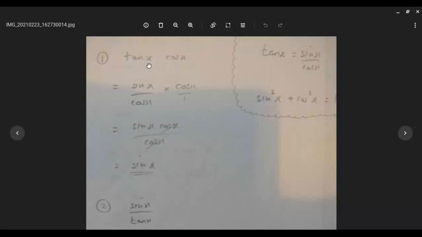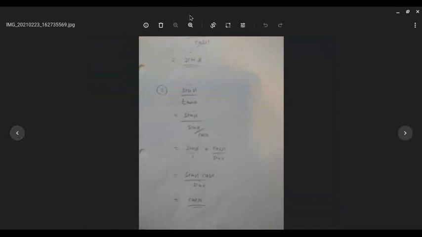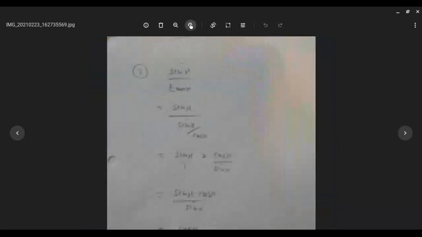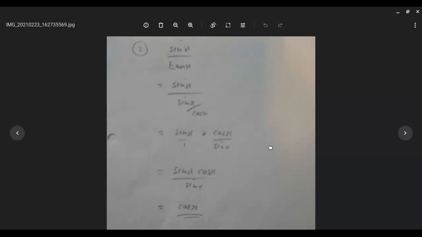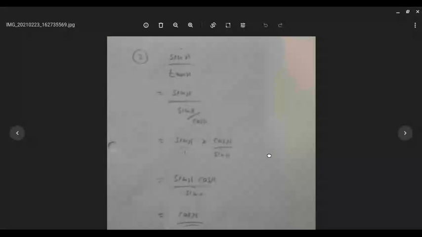Okay, so what have we done there? We've spotted the tan x, we've replaced it with sin over cos, done a bit of fraction work, and out pops the answer. Okay, let's have a look at question 2. Just zoom in a little bit here. So we need to show that sin x over tan x equals cosine x.